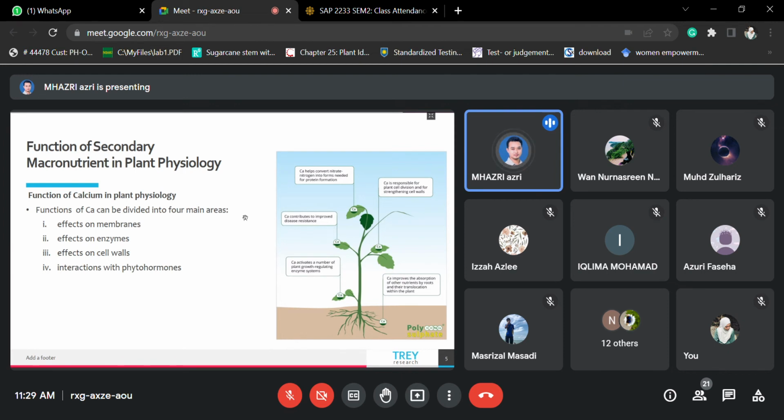So generally, the functions of calcium can be divided into four main areas. It functions in cell membranes, it functions in enzymes, it functions in the cell wall, and also it functions in phytohormones. Okay, so how is calcium involved in cell membranes?